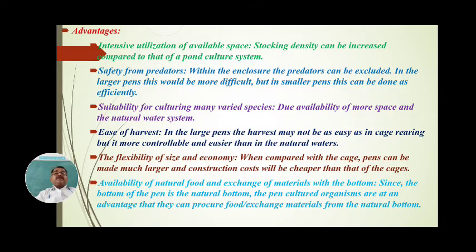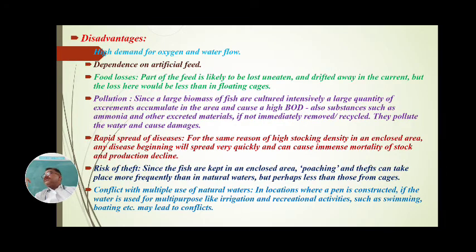These advantages are the intensive utilization of available space, safety from predators, suitability for culturing a variety of species, easy harvest, flexibility of size and economy, and availability of natural food. That's why pen culture is important and useful for the culture of aquatic animals. All these are the advantages. Then what are the disadvantages of this pen culture?